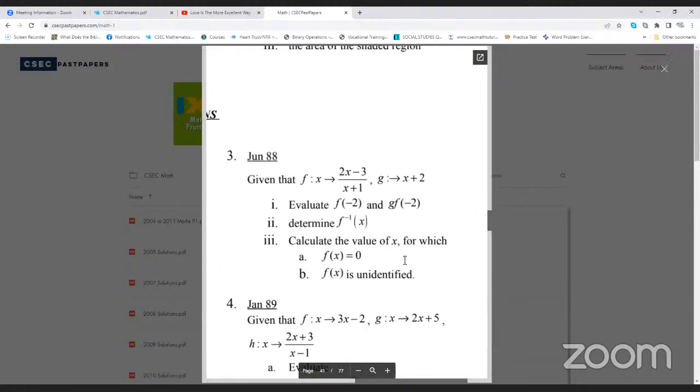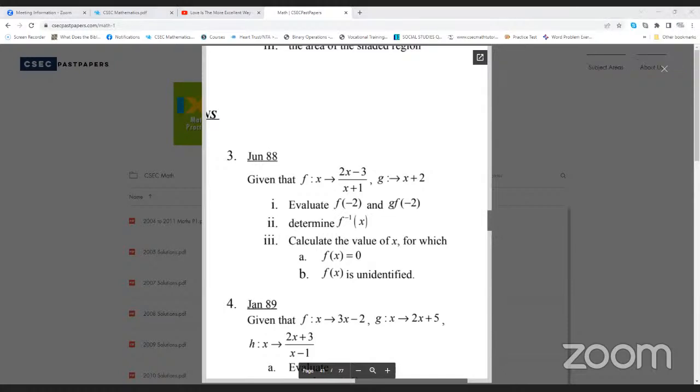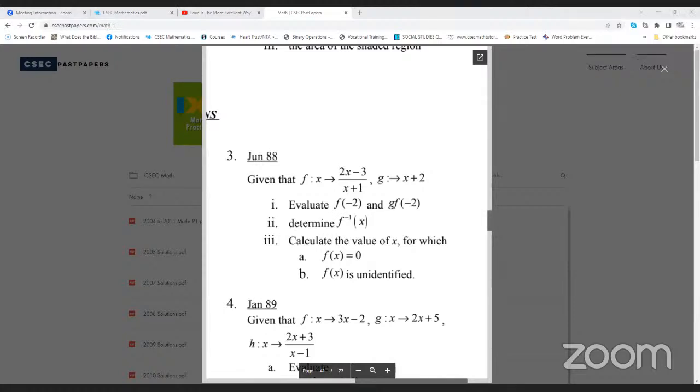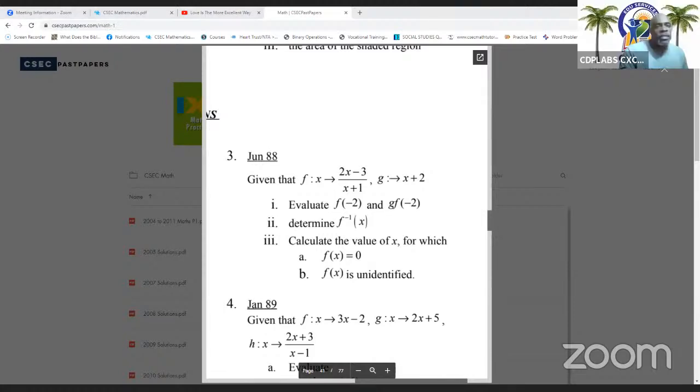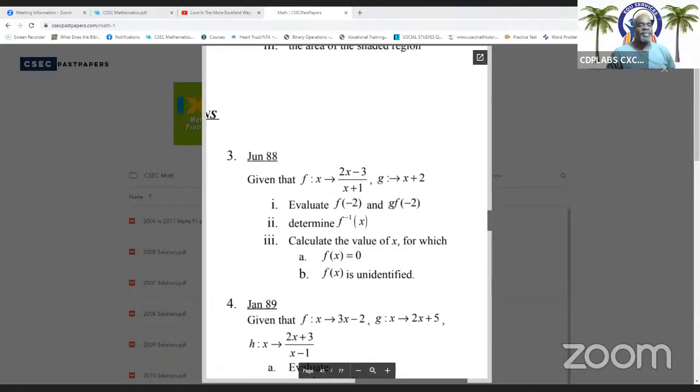There's a calculator. What was the answer for part 1? So f of f negative 2, the answer would have been 7. And g of f negative 2, the answer would have been 9. The inverse we just completed a while ago, the answer would have been y equals 3 plus 1 over x.